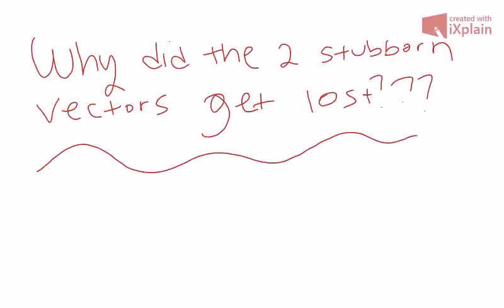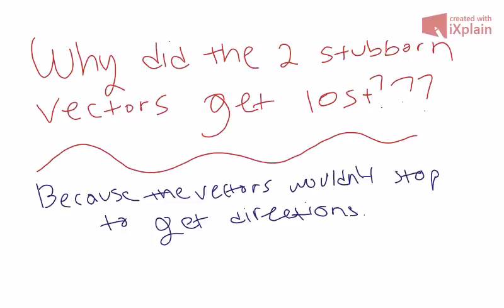Why did the two stubborn vectors get lost? I'll let you have a minute to think about it. It's because the vectors wouldn't stop to get directions.